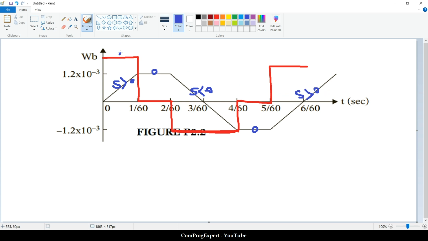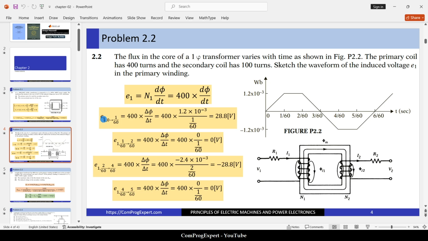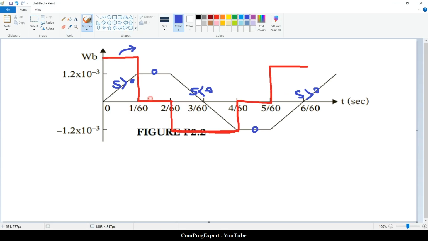How can we calculate the value of the induced voltage here using this equation? The value of E1 from 0 to 1 divided by 60, this interval, is equal to 400 times delta phi divided by delta t. So this is the number of turns. How much variation in the flux do we have in this interval?